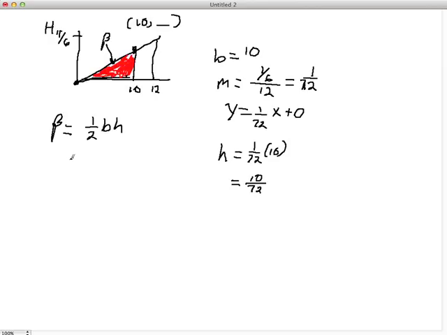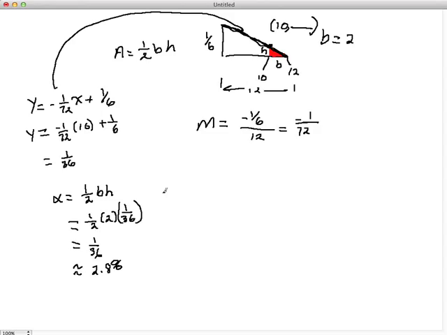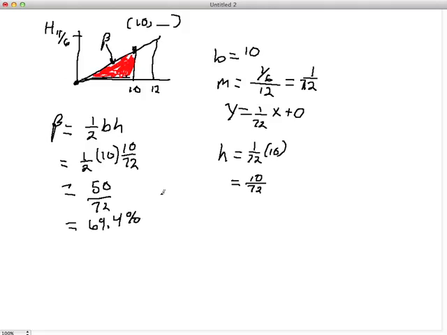So 10/72. We got to put everything into the pot here. So we got 1/2 times our base, which is 10, times our height, which is 10/72, which when I simplify that all is going to give me 50/72 as a fraction, okay, or as a percentage about 69.4%, okay. So beta is pretty big. Alpha is relatively small, right? What do we get for alpha here? We got 2.8% for alpha, right?